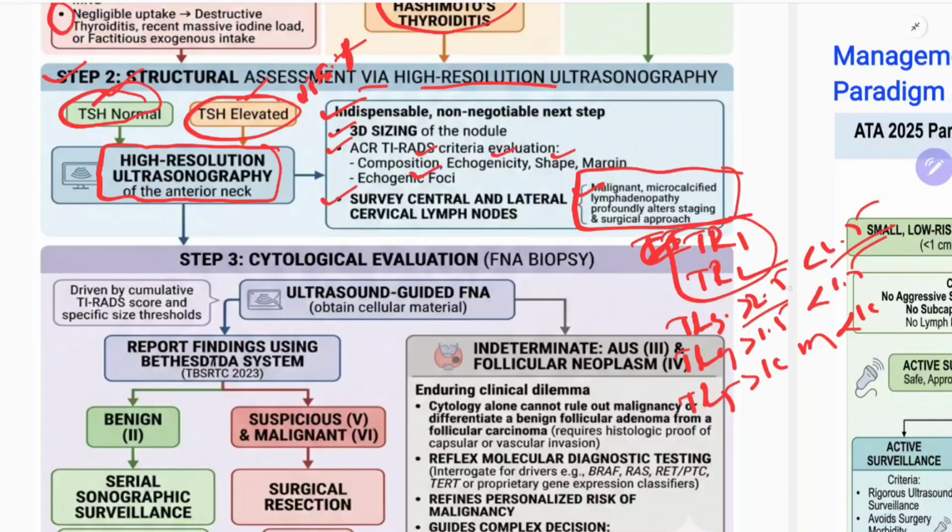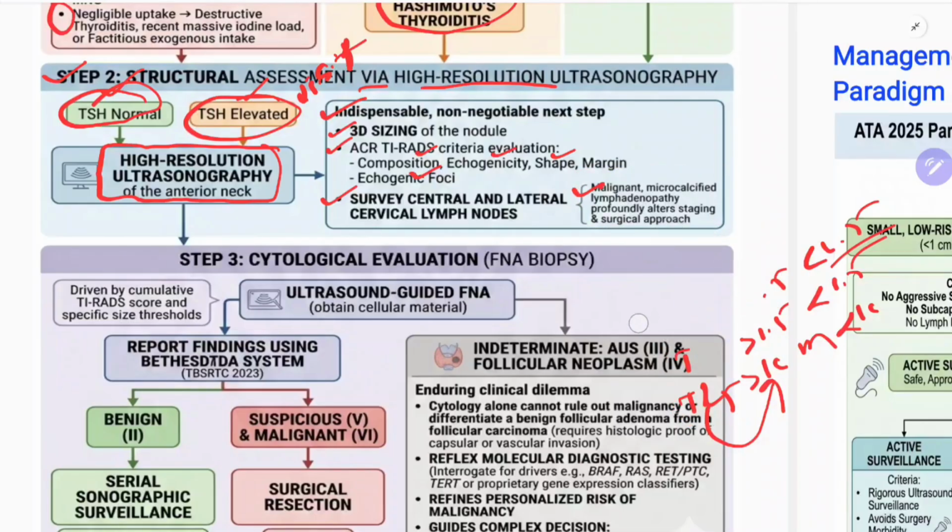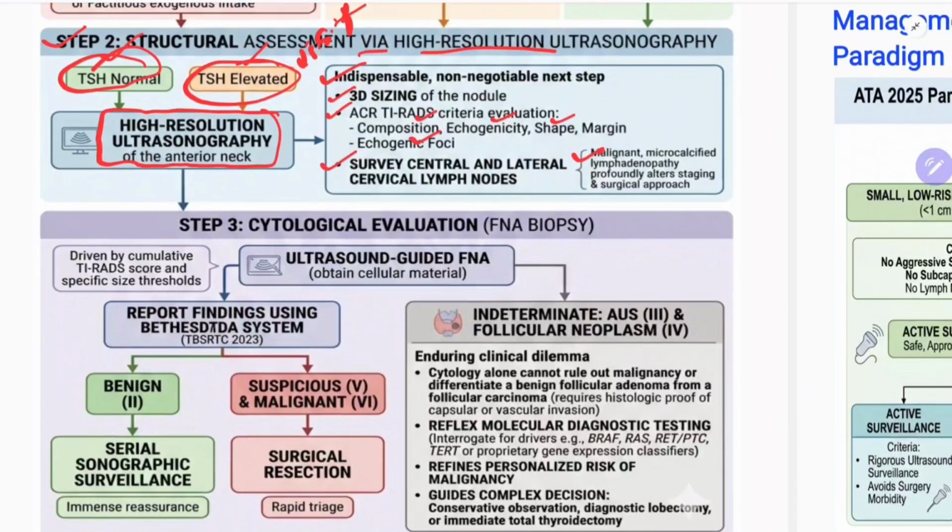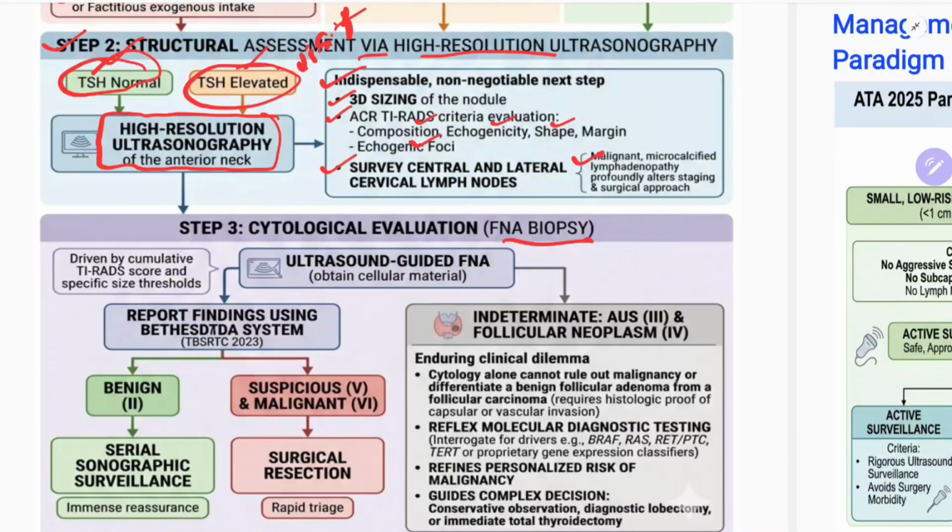So that is how. Now we think the patient is in this category: the patient may have TR3 with more than 2.5 cm, or TR4 with more than 1.5 cm size, or TR5 with more than 1 cm size. Then that should be followed by FNAC according to TIRADS scoring. So cytological evaluation, FNAC biopsy. This is driven by cumulative TIRADS score and specific size thresholds. Ultrasound guided FNAC.